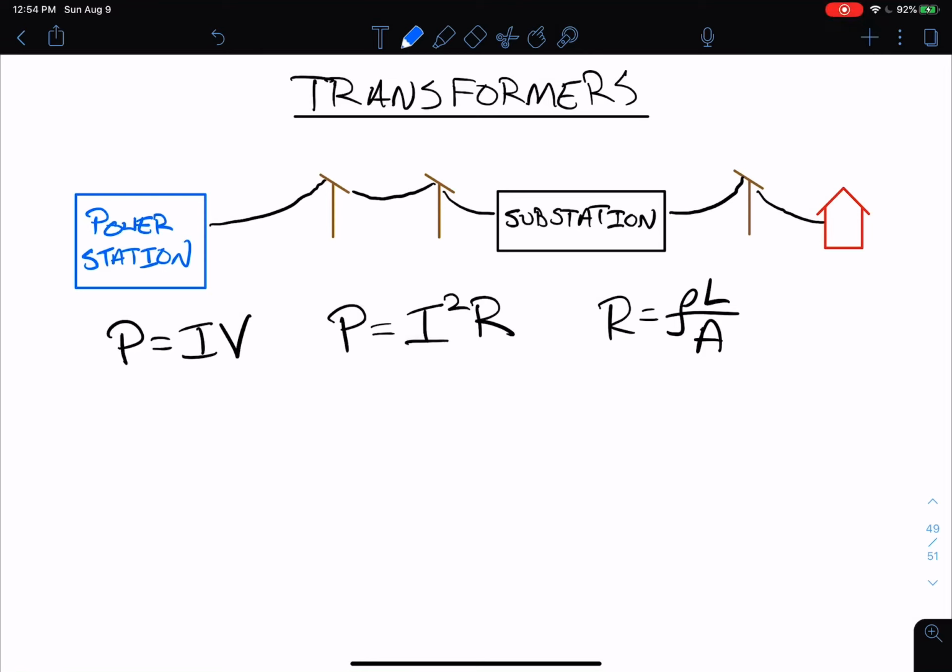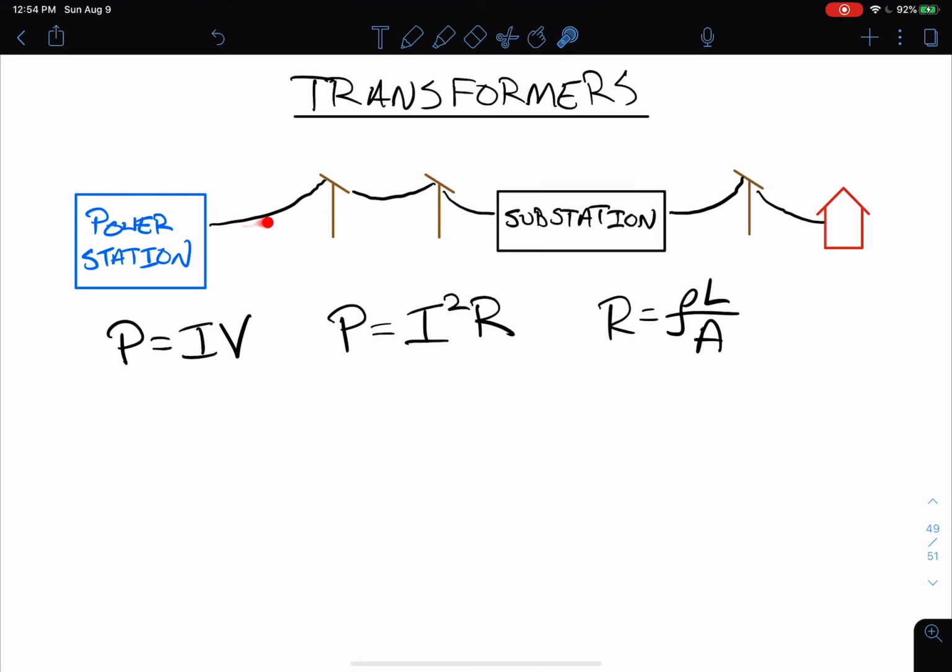Let's talk about transformers, which are very important to our power grid. You might recognize this diagram, which I used in another video when I was talking about power in electrical devices and electric circuits. The idea is you have a power station, which is going to generate the electricity, and it needs to transfer that electricity at a high rate.